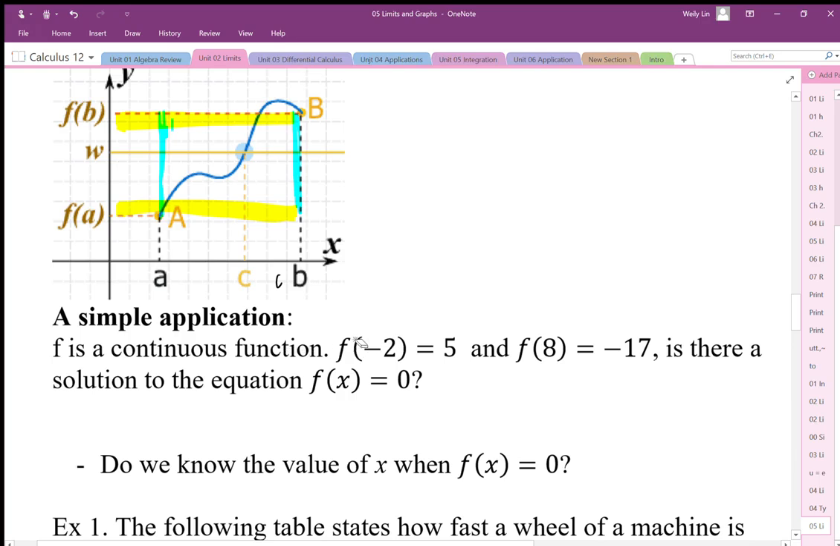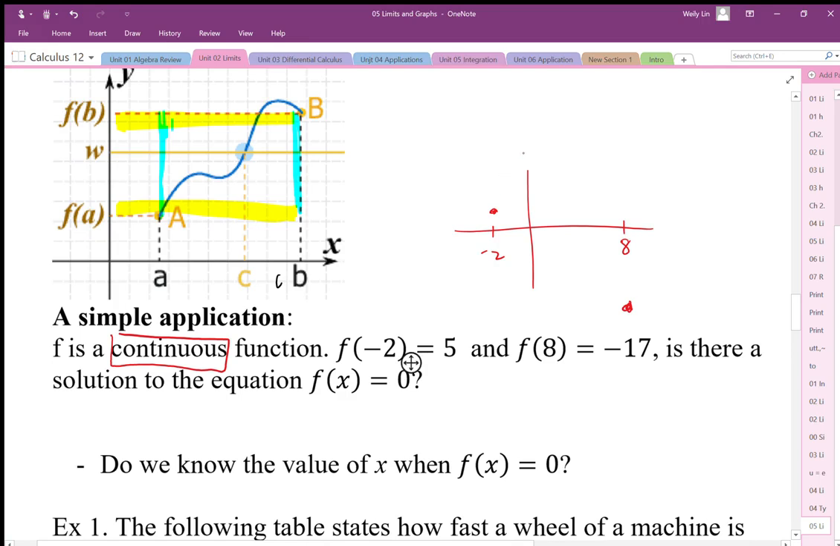So if f is a continuous function, and again, that's a very important condition, because if it breaks that condition, we cannot apply this intermediate value theorem. We know that, so I'm just going to sketch this out, f of negative 2 is here at 5, f of 8, way out here, is at negative 17, way down here. And we know it's continuous.